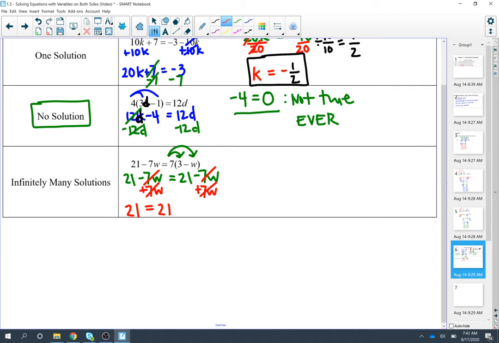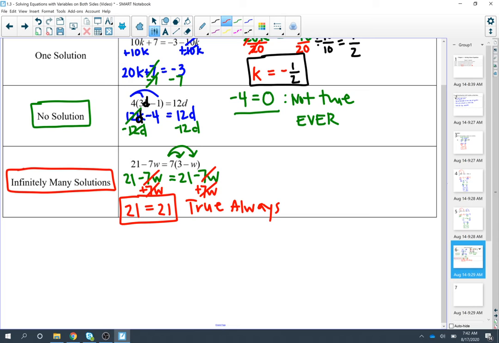Now look at this statement. 21 equals 21. Is that true? I mean, up in this box we had negative 4 equals 0. That's not true ever. But this is true always. This is true all the time, no matter what. Which means this is infinitely many solutions.